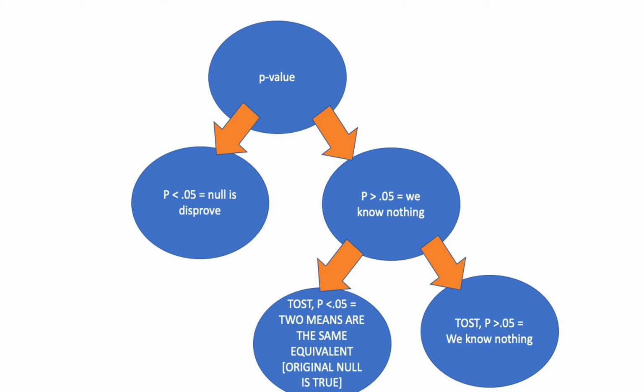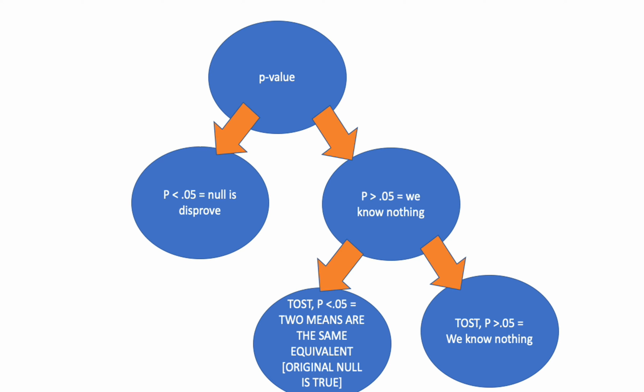Now let's just review the problem of a traditional t-test p-value. Okay, so we run a t-test, we get a p-value that's less than 0.05, no problem. We reject the null and we move on. The problem exists when our p is greater than 0.05 and we are literally forced to say we know nothing. Now I want you to think about that. How useless is a science that can't say two means are the same?